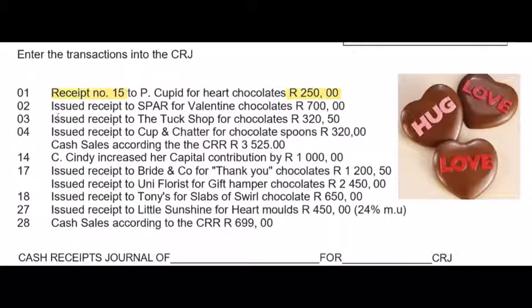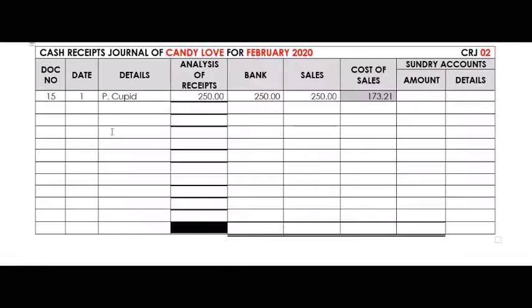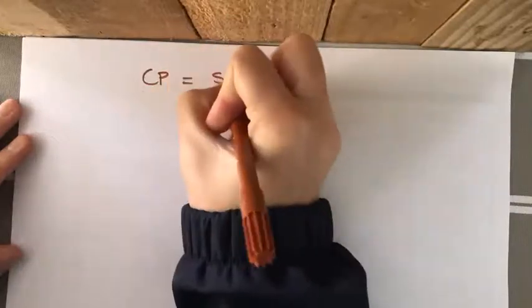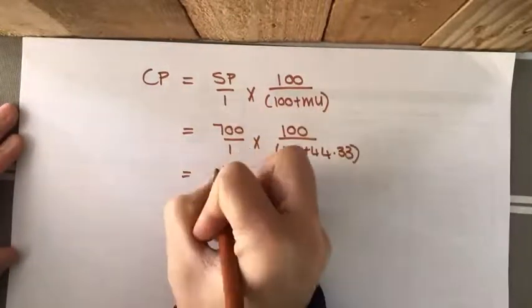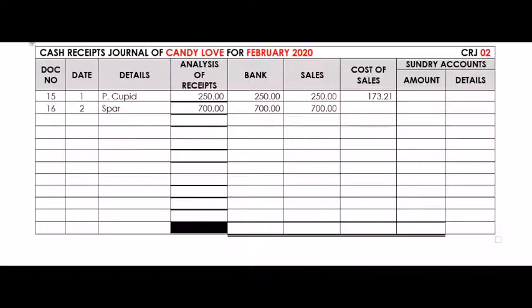Then the next transaction was on the second. We issued a receipt to Spar for Valentine chocolates, 700 Rand. So it will be receipt number 16 on the second to Spar, who paid us 700 Rand. It's the only transaction for the day. So draw your line, put the money in your bank and in the sales column and calculate your cost of sales. And write the answer in the cost of sales column.